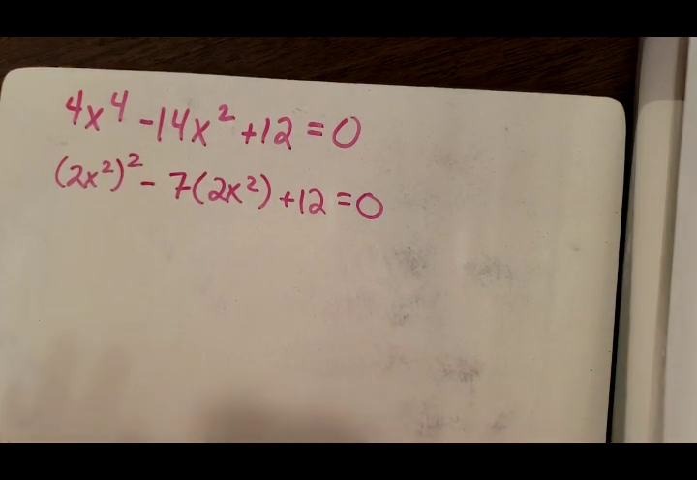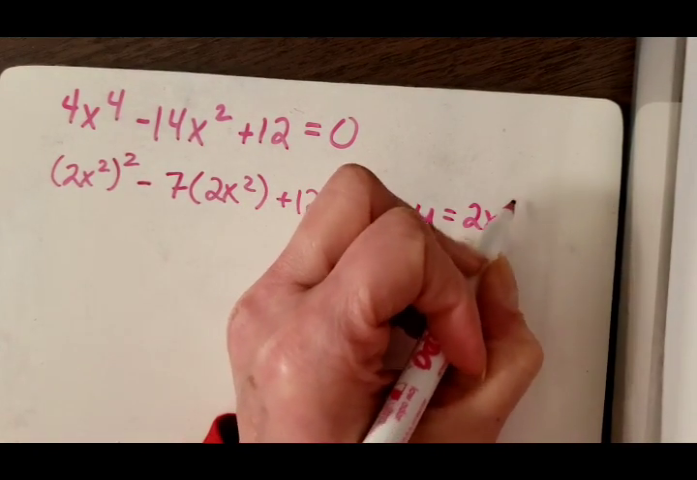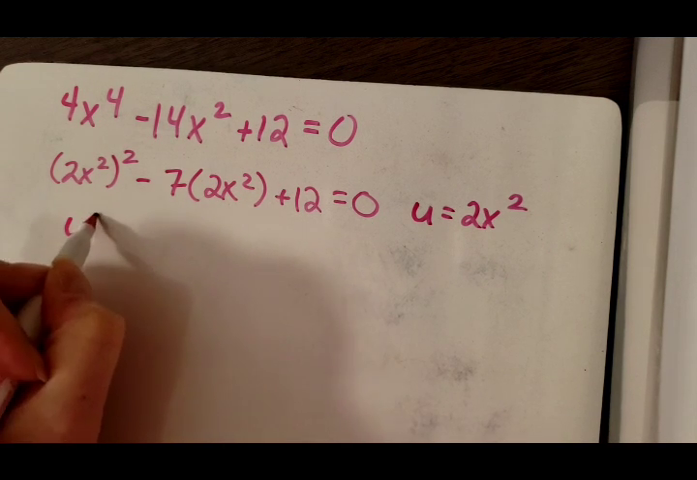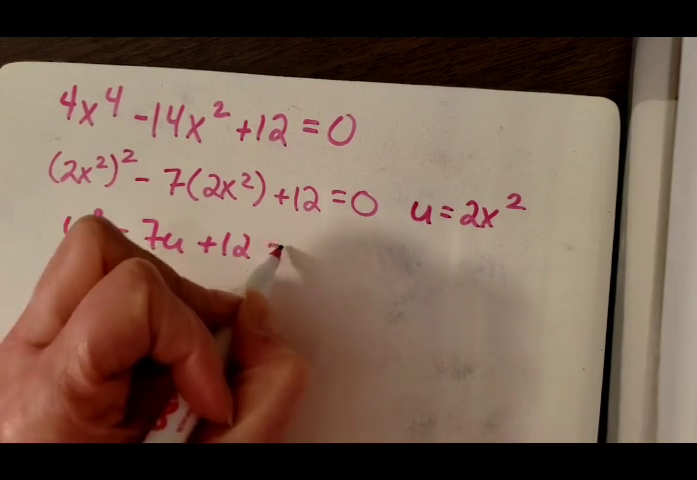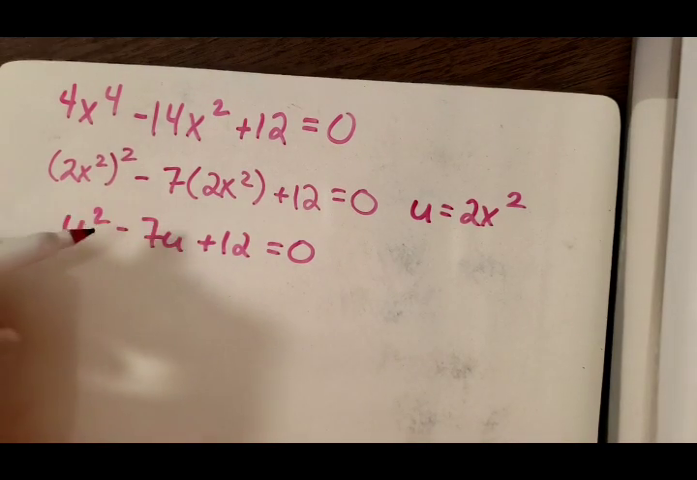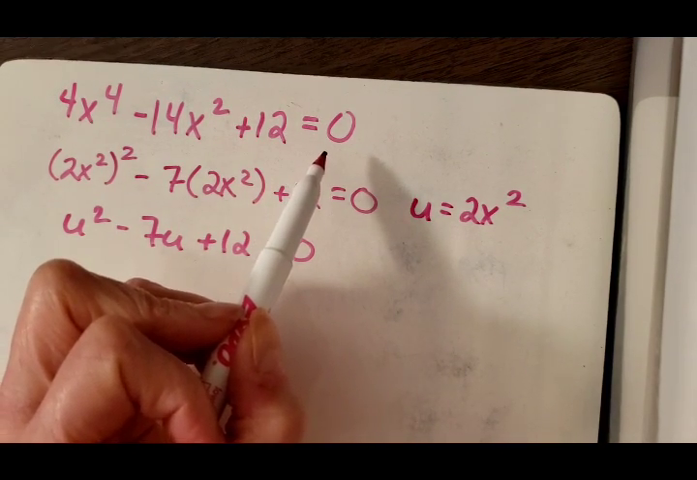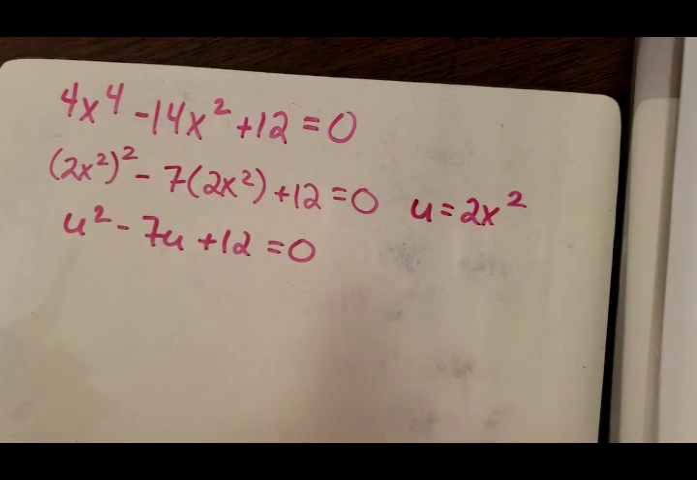So if we do that, that means our u substitution is u is going to equal 2x squared, and we'll deal with that at the end. So we'll have u squared minus 7u plus 12 equals 0. Notice when we do the u substitution, we don't divide anything off right away, because if we had done that, we would have had a problem where we couldn't have done a u substitution. So this is good if you're not thinking about dividing something off. Maybe try the u substitution.